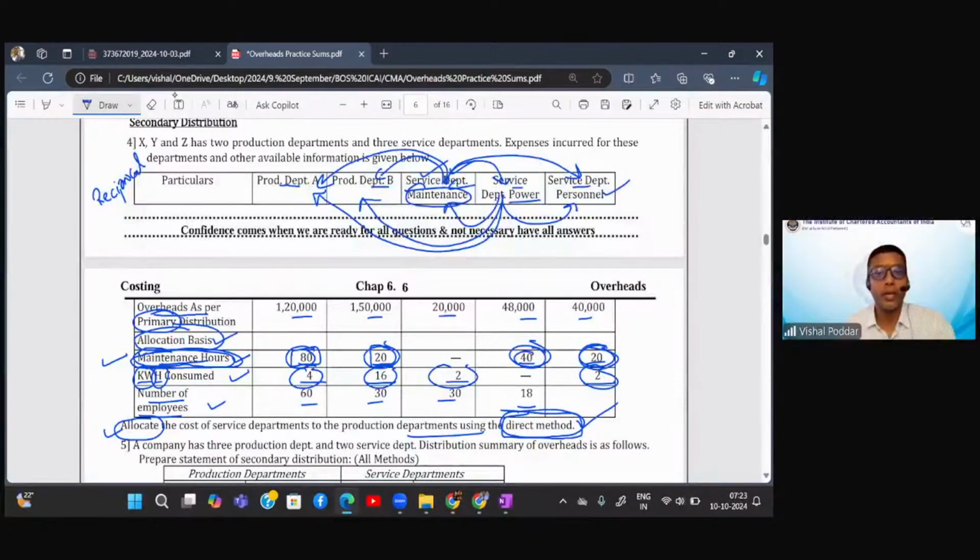No, no. It is a question of reciprocal category. It means one service department is giving to another and the other one is also giving to the previous one. So originally the question is of reciprocal category. Please, you are all mixing between two things: what the question is and what the question requires.